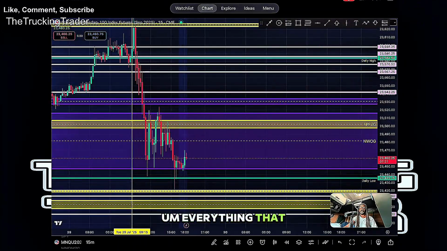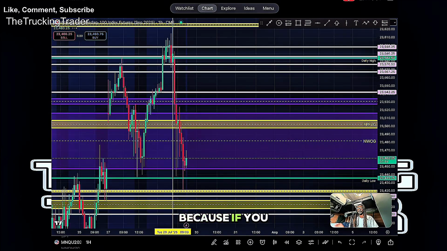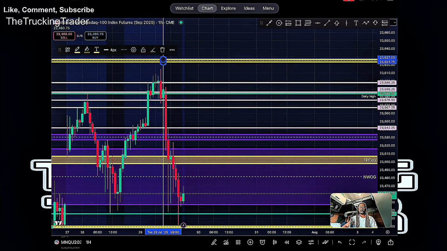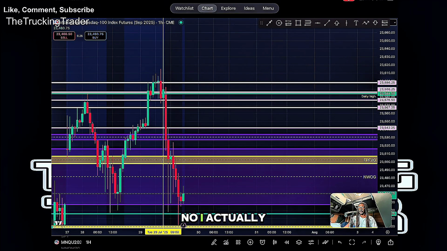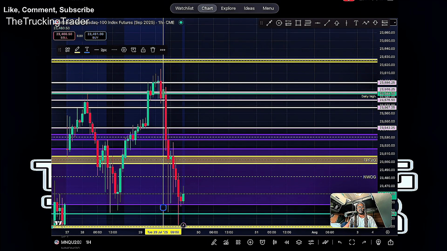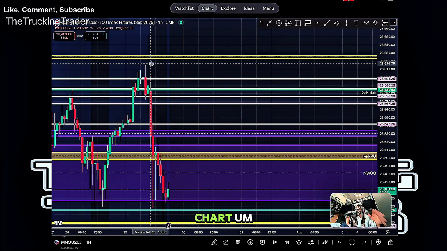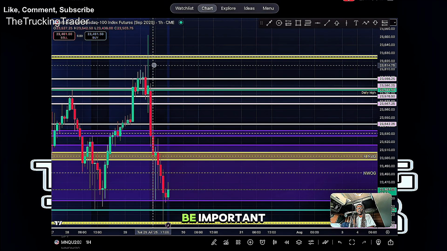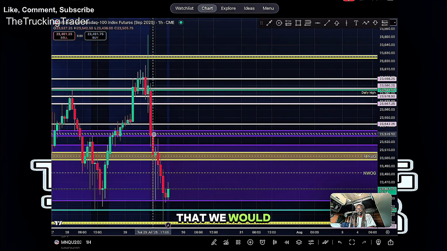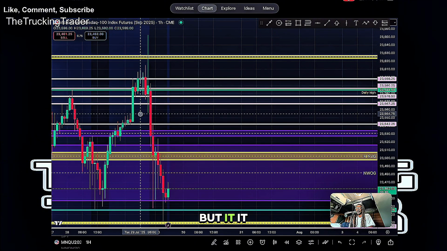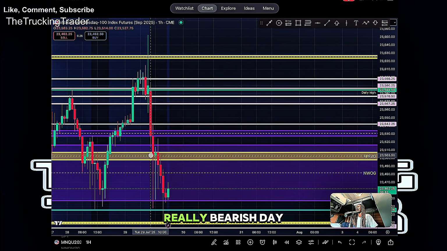Honestly, everything that I thought was going to happen didn't happen, because if you guys look at the hourly chart right here, I'm going to move this, right? So look at this big wick right here on the hourly chart. You guys are going to want to note this big wick on the hourly chart moving forward for the rest of the week, especially going into NFP week, because this big wick is going to be important. I thought today that we would at least maybe want to go into this gap right here in the 1 hour, or at least this inversion fair value gap right here, but it never wanted to bounce up, right? Today was a really bearish day.